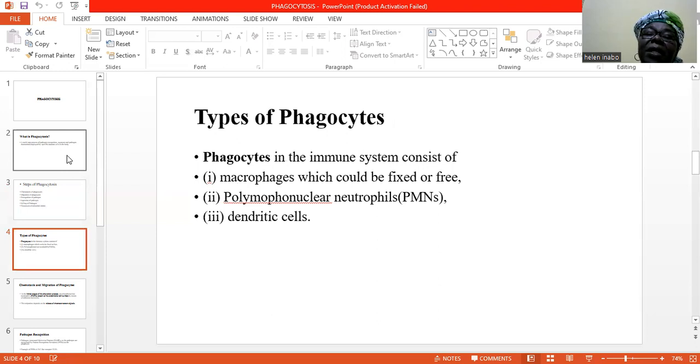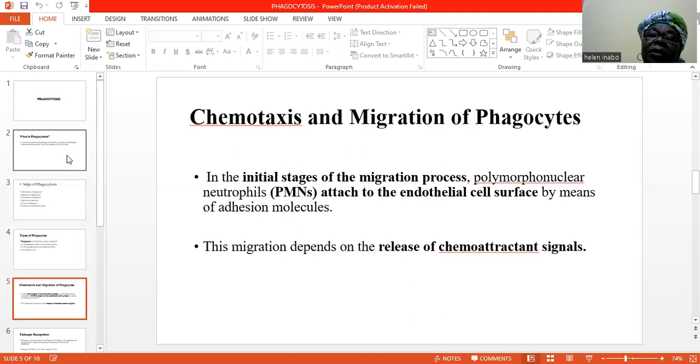There are mainly three types of phagocytes. These include macrophages, which could be fixed or free. The fixed macrophages include the Kupffer cells in the liver and the alveolar macrophages in the lungs. Also have the polymorphonuclear neutrophils and then the dendritic cells.